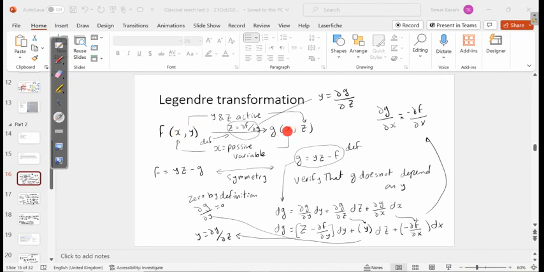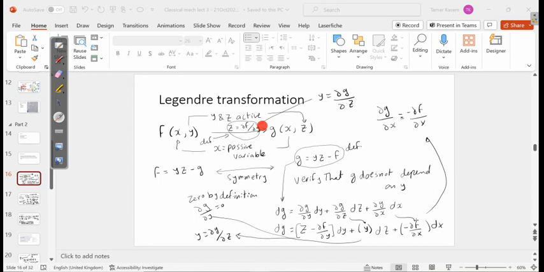x is termed a passive variable. y disappears from f. y, which is present in f, disappears in g, and instead we have z. y and z are termed active variables. What is the relation between y and z? z is equal to partial f by partial y. This is the definition of z and its relation with f and y. z is equal to partial f by partial y.